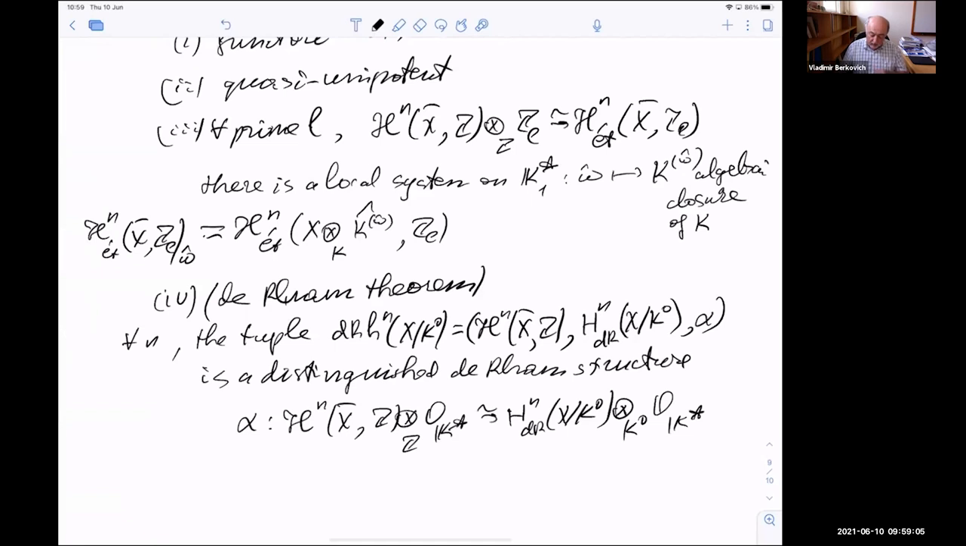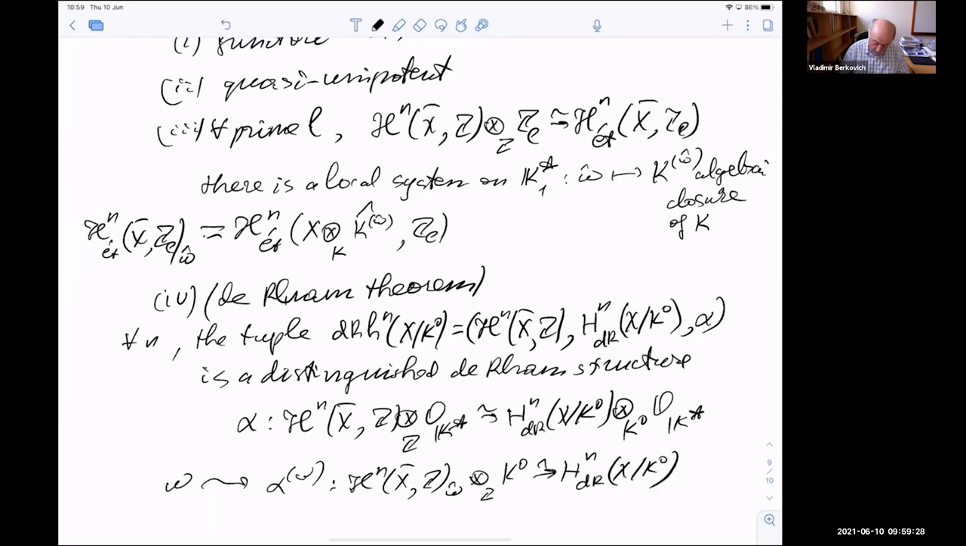There is an isomorphism alpha such that it is a distinguished de Rham structure. By the way, if we have a point pi, then this homomorphism induces an isomorphism of the stalk of this local system at this point, tensor K naught with the de Rham cohomology.